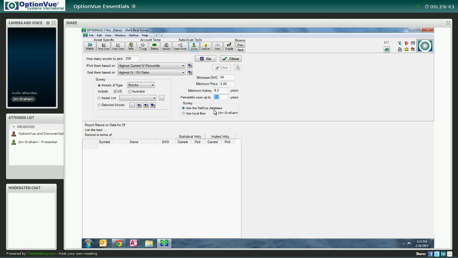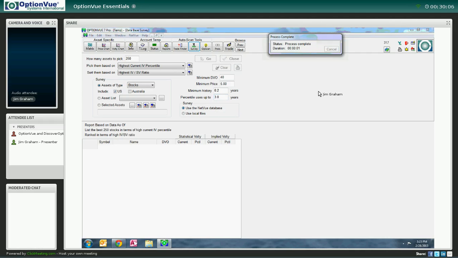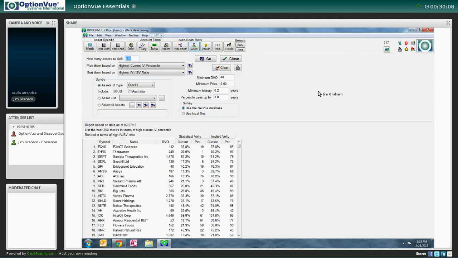And you can choose to run it on your NetView database or local files. You almost always want to keep the default setting, NetView database. Your local files are not going to be as big, and it's really designed for people who maybe created some asset files for foreign markets that we don't have in our database, to run it on that. And you can see once it goes out to the server and gets it, it comes up with the list.